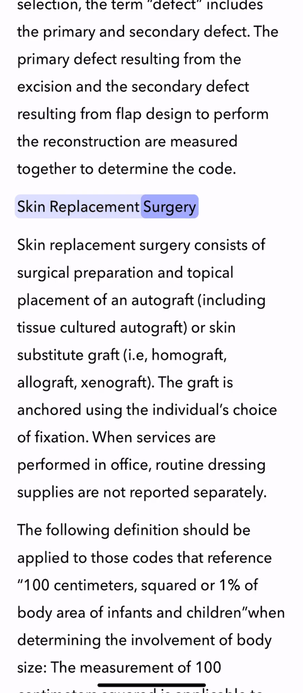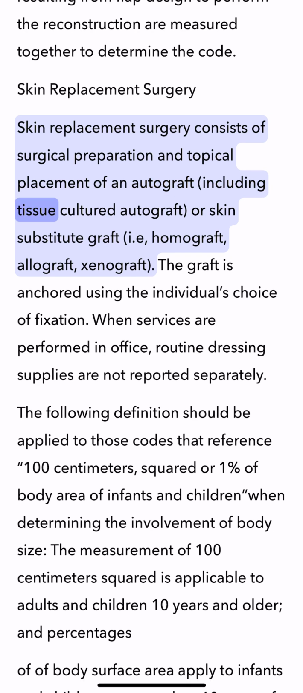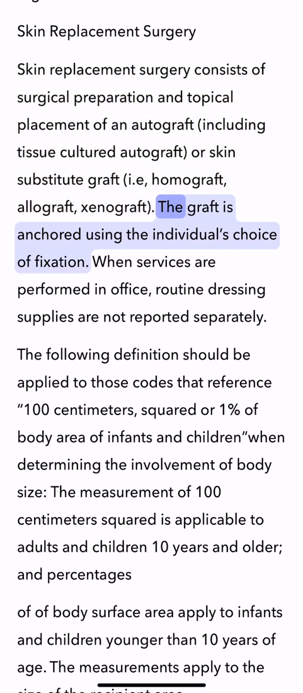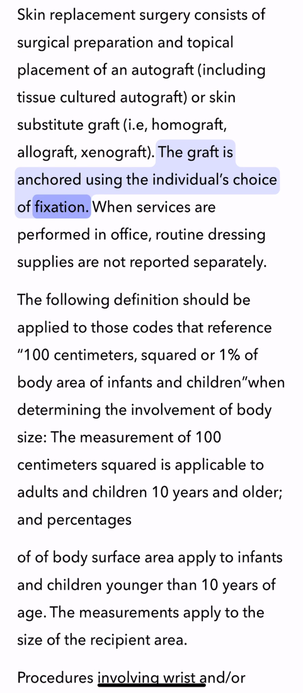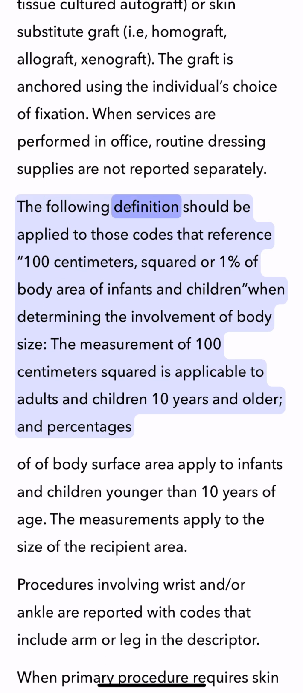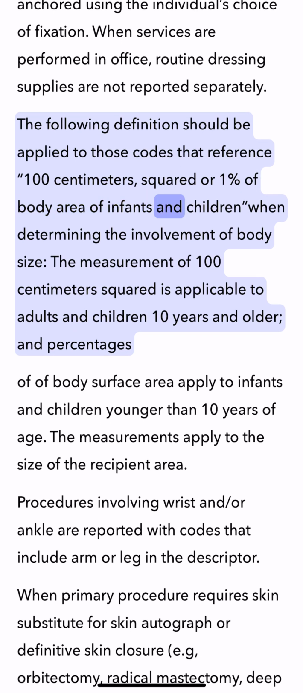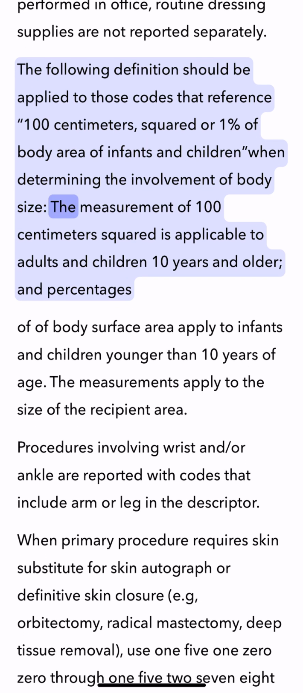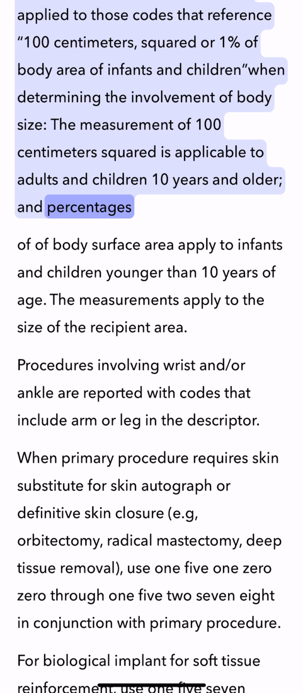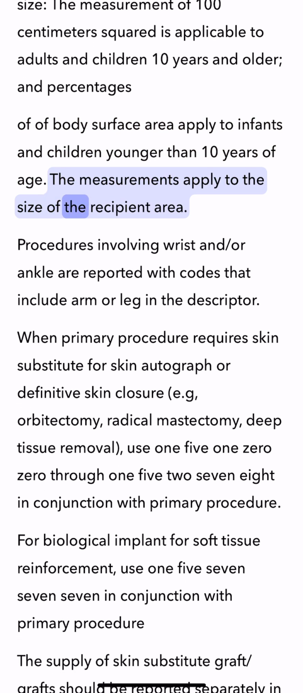Skin replacement surgery. Skin replacement surgery consists of surgical preparation and topical placement of an autograft, including tissue-cultured autograft or skin substitute graft, that is, homograft, allograft, xenograft. The graft is anchored using the individual's choice of fixation. When services are performed in office, routine dressing supplies are not reported separately. The following definition should be applied to those codes that reference 100 cm² or 1% of body area of infants and children when determining the involvement of body size. The measurement of 100 cm² is applicable to adults and children 10 years and older, and percentages of body surface area apply to infants and children younger than 10 years of age. The measurements apply to the size of the recipient area.